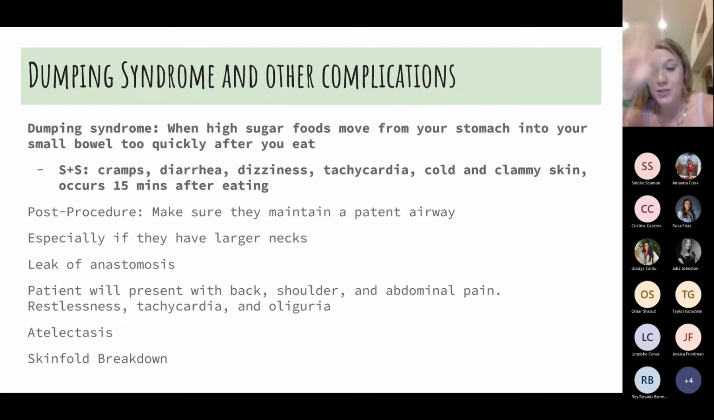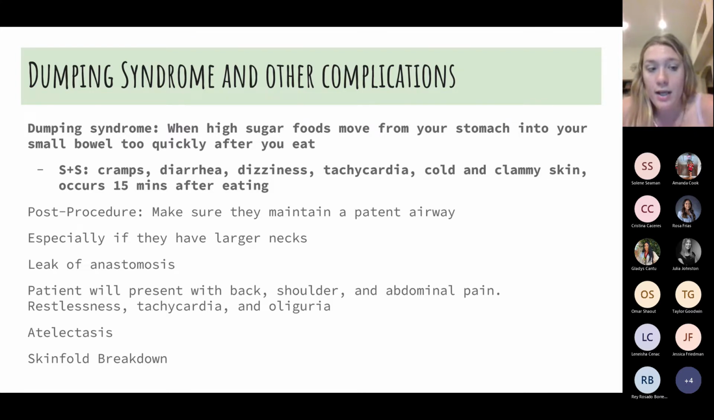Post-procedure, post any sort of bypass surgery or any surgery with a patient that's obese, they have a lot of fat around their necks, so it can put a lot of pressure on their airway. So make sure that they have a patent airway post-op. We want to monitor for a leak as well. If they have a leak where the surgery was done in the stomach, where they've fused the two portions, they're going to have more back, shoulder, abdominal pain, tachycardia, etc. You need to call the provider because they're probably going to have to go back to the OR.